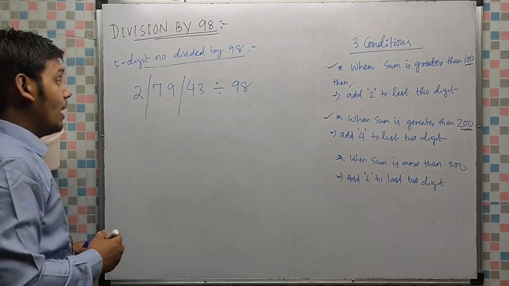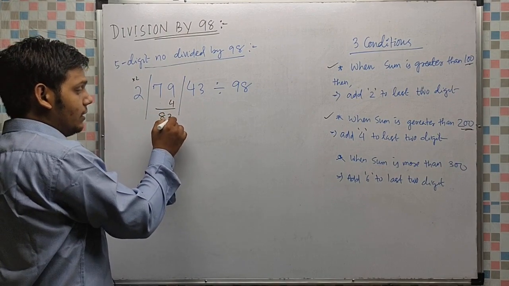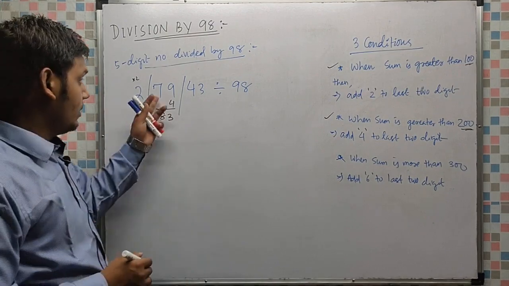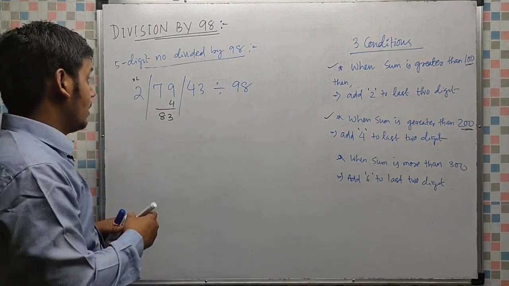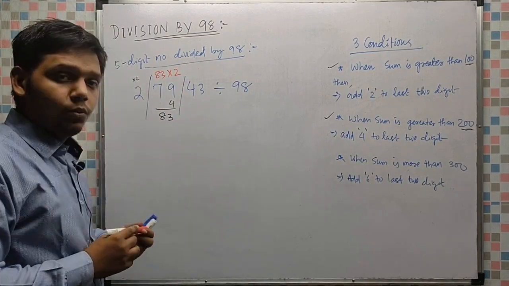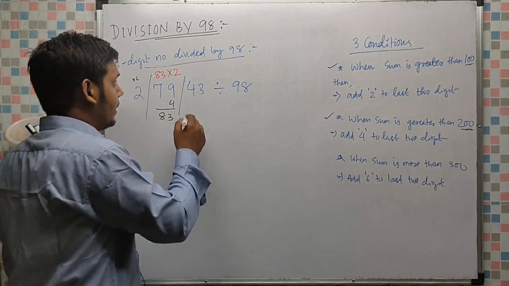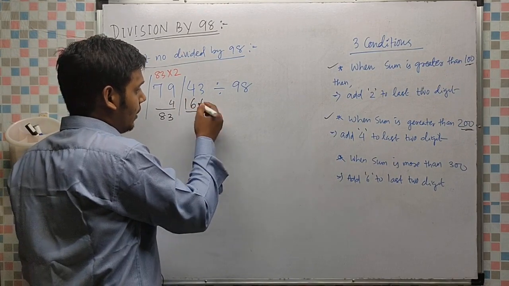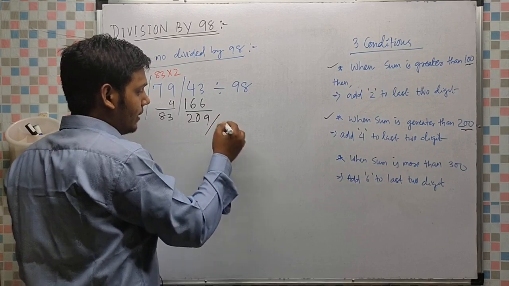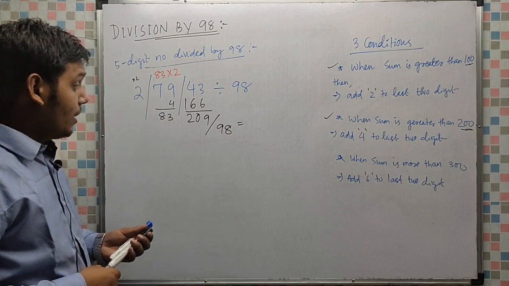Now what I have to do? I have to multiply 2. That is 4 means 83. Now this 83 will be multiplied by 2. Not this 79, 83. Remember that thing. This 83 into 2 is how much? 166. Now add 69, 6 4 10. This is 209 divided by 98.